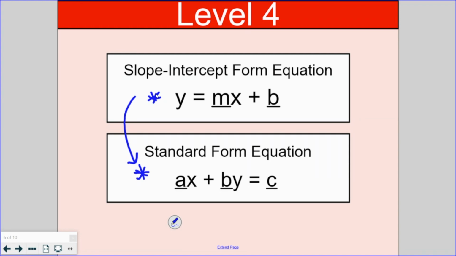Actually, the slope-intercept form, remember the m was your slope, the b was the y-intercept, and these are just numbers. The x and the y are our variables. The same with standard form: this a, this b, and this c are just numbers. So it's the coefficient, the number in front of our x, the number in front of our y, and then c is the constant number.